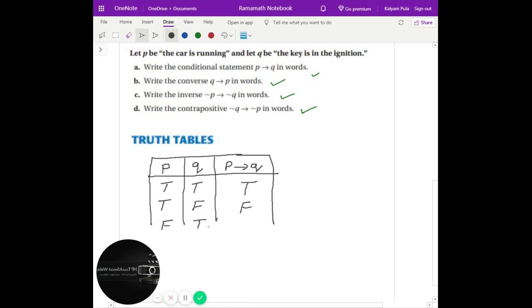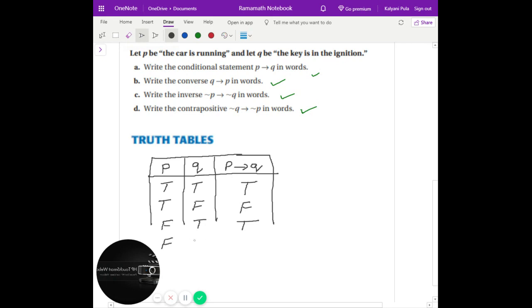And the next one is the car is not running, but the ignition is true. When the ignition is on, is it true or false? It's false. Or it's true, because it could just be in run mode. You don't need to run the car to put the ignition on, right? You can be parked, put the ignition on, and then turn on the car. Make sense?